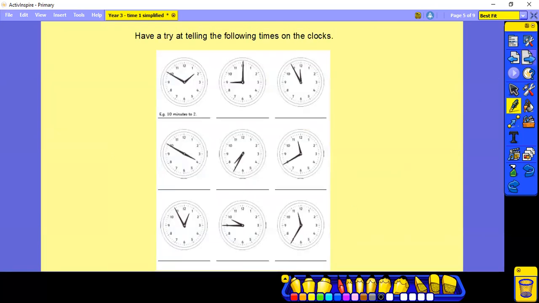So have a try at telling the following times on the clocks. You'll need to write it as this example. So here they've put 10 minutes to 2, because if you look, the long hand is pointing at the 10, so it tells us that we've got 10 minutes left and we're looking towards the next hour. Have a pause whilst you have a try.